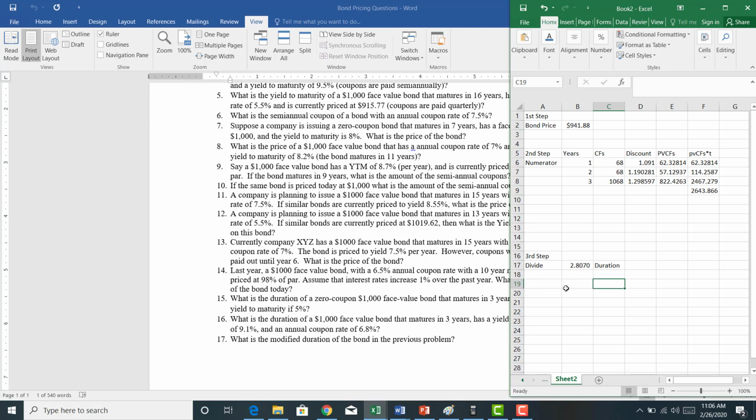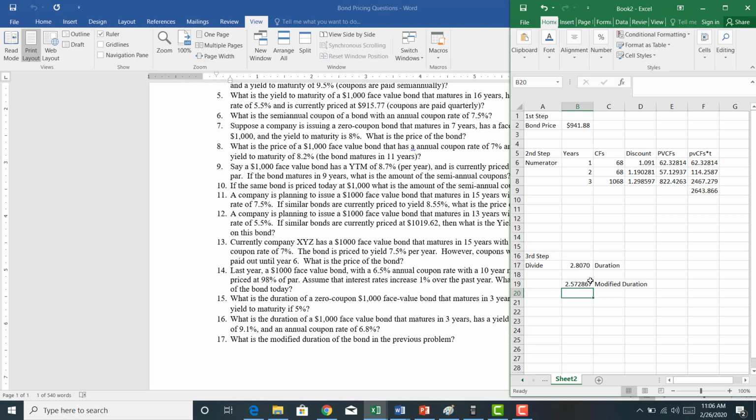Now, in previous videos, we've talked about how modified duration modifies that interpretation. To get modified duration, I'm going to take duration. I'm answering problem 17 right now. Take duration. I'm going to divide it by 1 plus the yield to maturity. And I get a modified duration of 2.5729-ish.